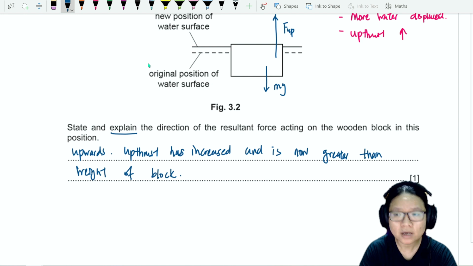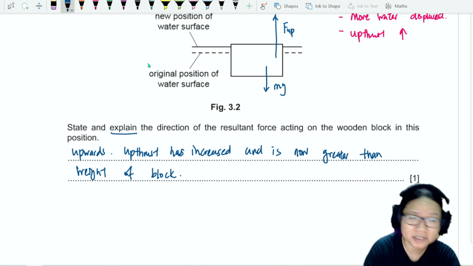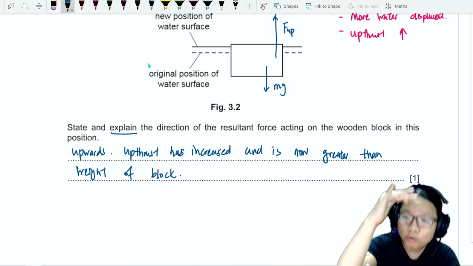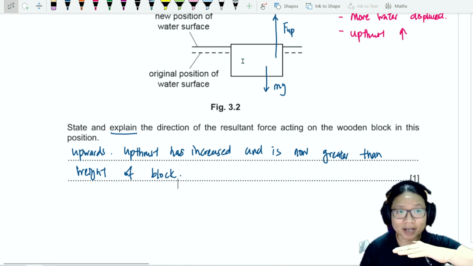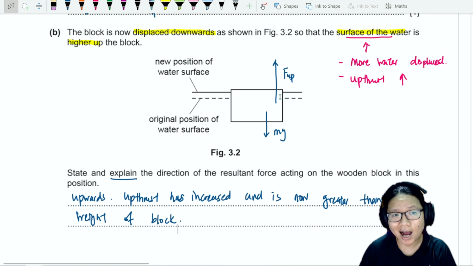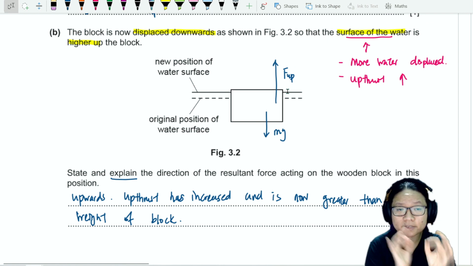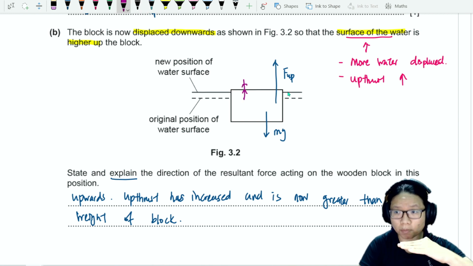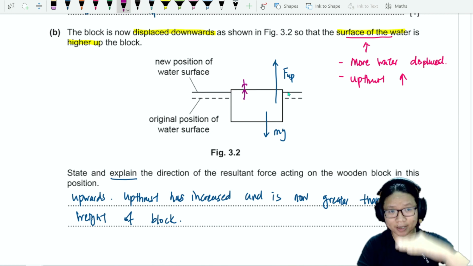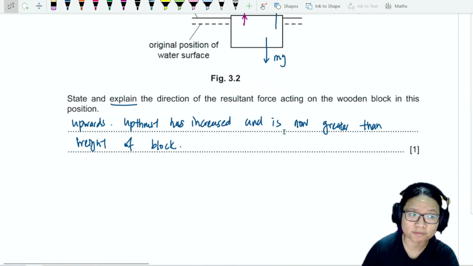But why did we displace the block, or push the block down a bit? Because we are going to let the block oscillate. Once we push down and let go, because the upward force is bigger than the downward force and the resultant force, the net force, is in this direction, this block will begin to bob up and down and up and down. That is where we get oscillation.